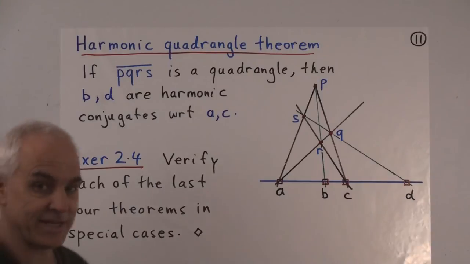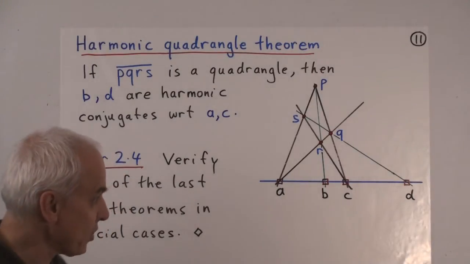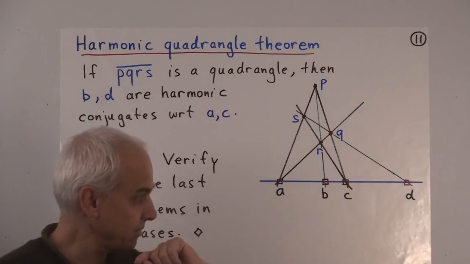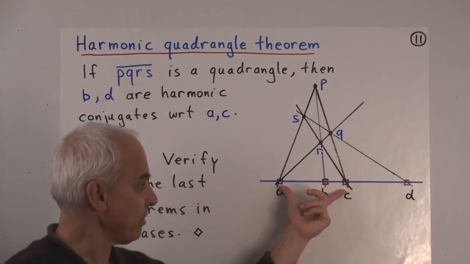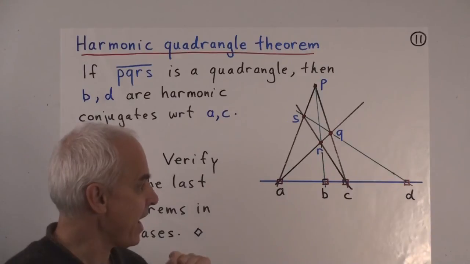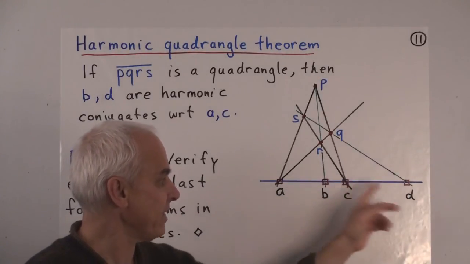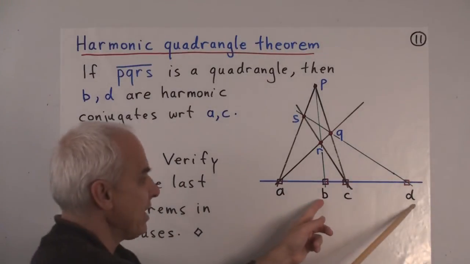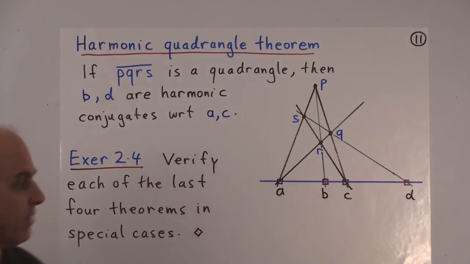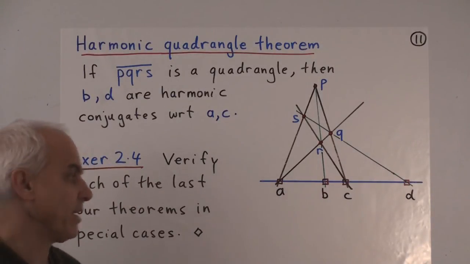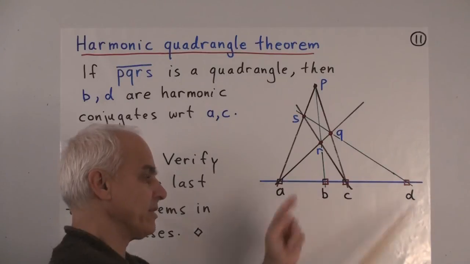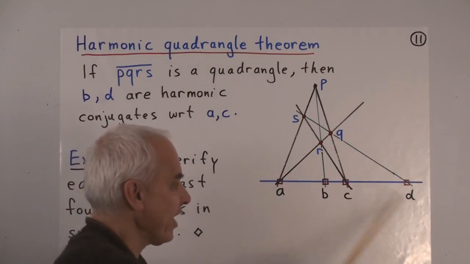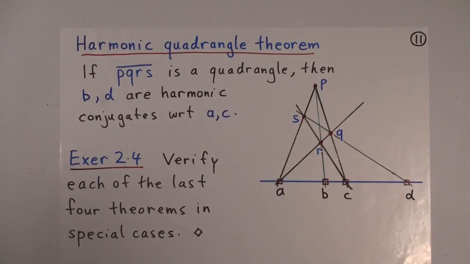So a quadrangle has 6 lines determined by those 4 points. All 6 lines are being involved here. 4 of the lines are being used to find intersections, and the other 2 are being used to find the other auxiliary points. So with this notation, the theorem is saying that B and D are harmonic conjugates with respect to A and C. And from that, of course, we can deduce that A and C are harmonic conjugates with respect to B and D. And we just say that A, B, C, D is a harmonic range. Very important example.